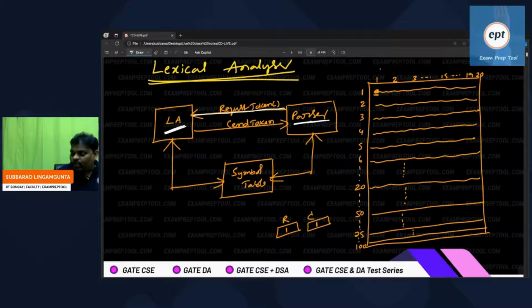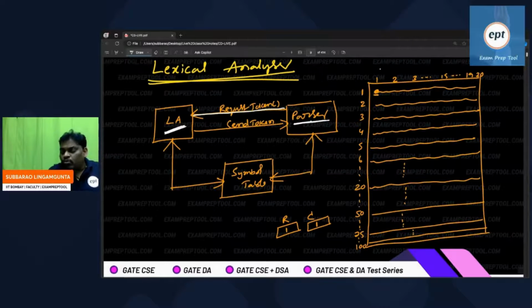Only when the parser requests will the lexical analyzer create tokens. You may ask, sir, why is the parser asking for tokens? Without seeing the tokens, how can the parser create the parse tree? If the parser wants to create a parse tree, it needs tokens.